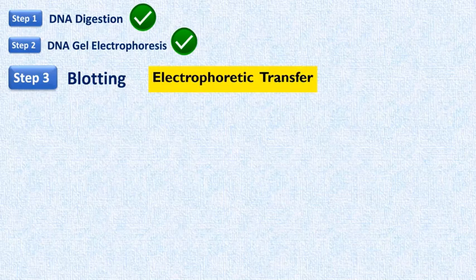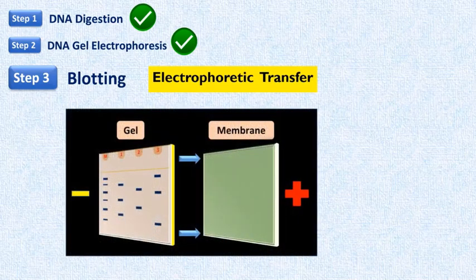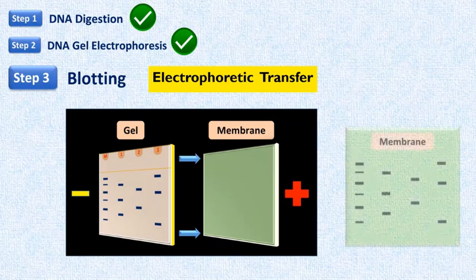Another method to transfer DNA is by using the electric field. This method is similar to the procedure I have already explained in the video lecture on Western blotting. The difference is that here, we are transferring negatively charged DNA molecules from the gel to the membrane instead of proteins.